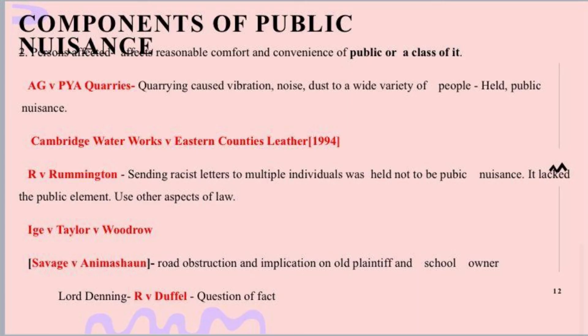Then you have the case of Cambridge Water Works that I mentioned earlier. In Nigeria, you have a case like Savage and Animation, where there was obstruction of the road. And this case is quite interesting because it also gives us the context of particular damage. Because of the road obstruction, the vehicular movement was impeded. And the court held that the plaintiffs in that case had suffered particular damage, which I will explain.